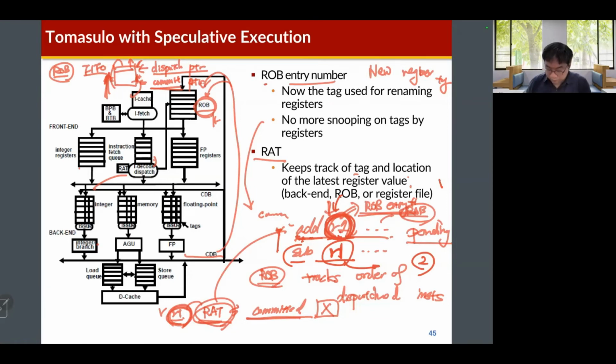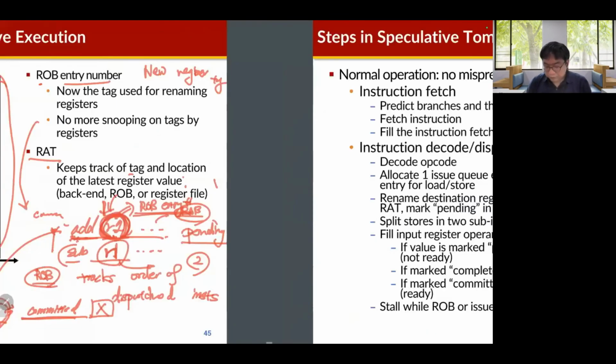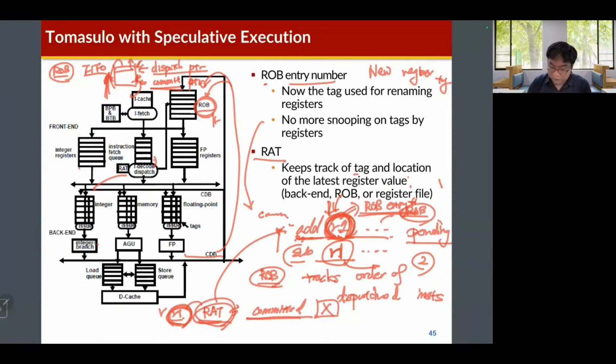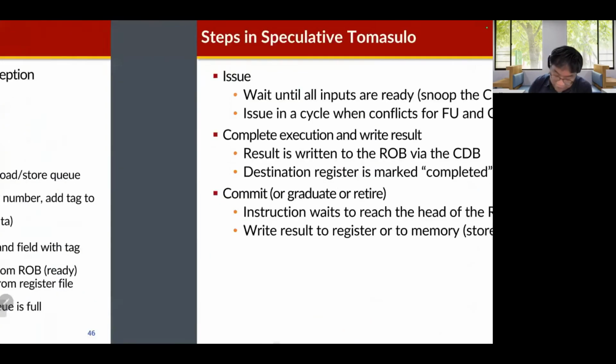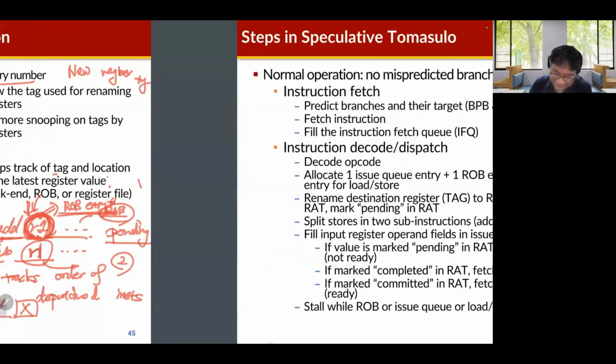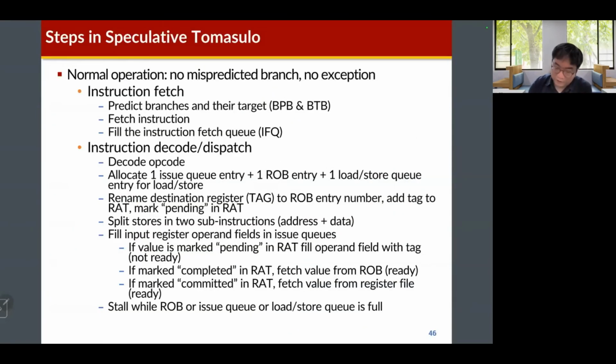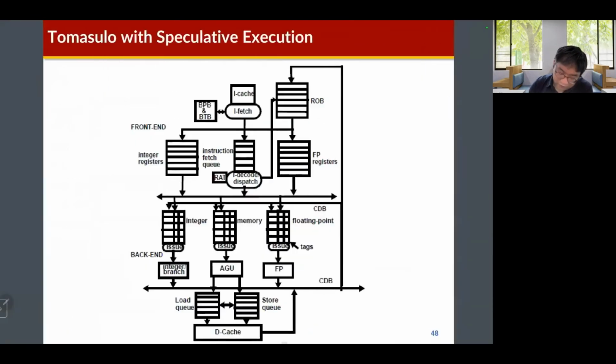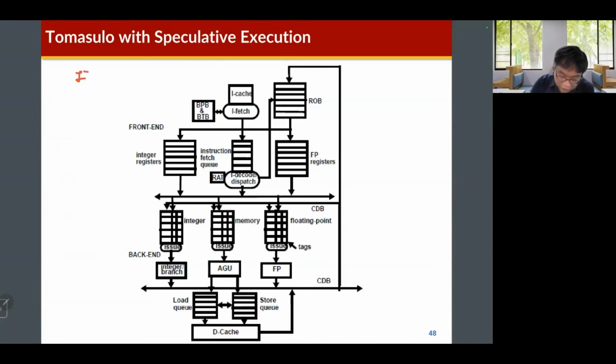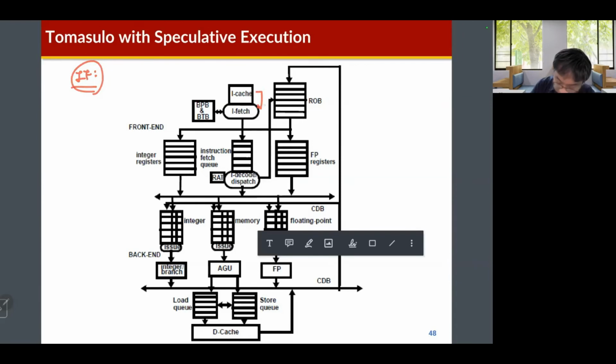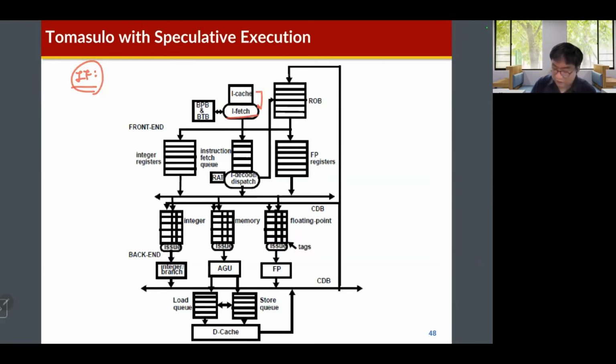Understand? So that's how the Tomasulo algorithm with speculation works. Okay. And then let's see the detailed operation of the speculative Tomasulo, the speculative out-of-order processor architecture. Okay, the first stage is the instruction fetch. Right. So instruction fetch is just to fetch the instruction from the instruction cache. Like here. And then as I said, the instruction fetch engine has the BPB and BTB, so we can perform the branch prediction.